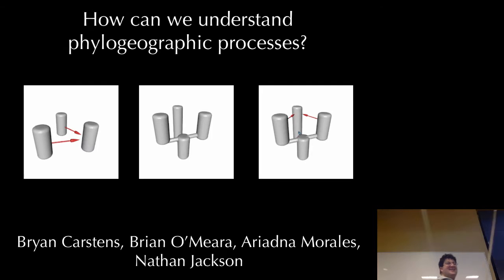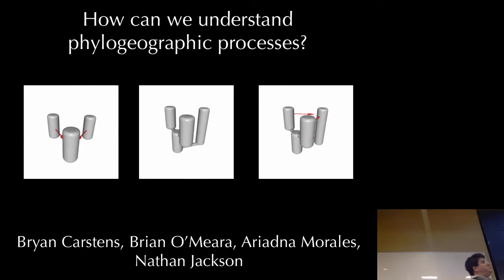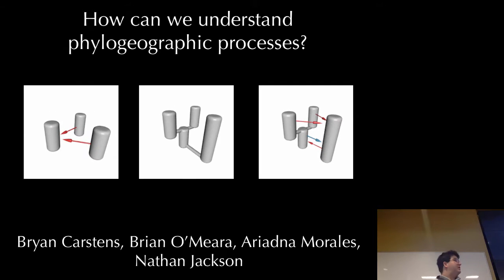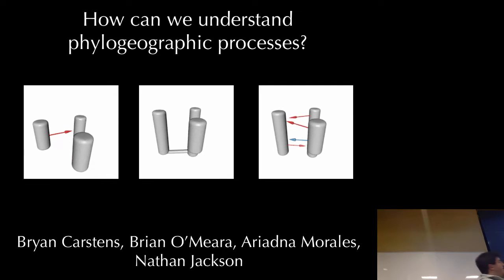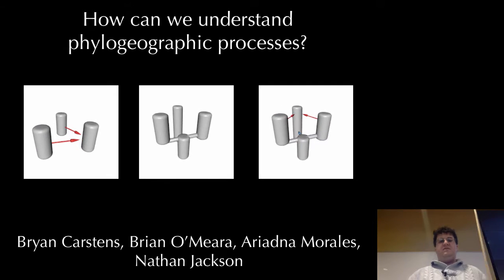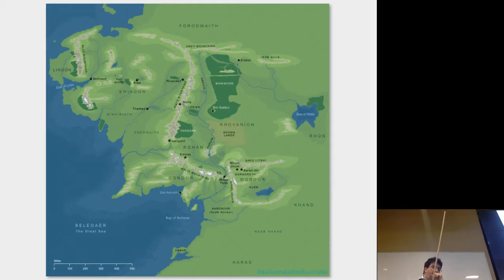Now, this is the next part. So we want to understand phylogeographic processes. And this is work with Brian Karstens, me, Ariana Morales, a grad student, and Nathan Jackson. So here's the question. I come and I have this map of a landscape. And I have a group of specimens on this landscape. We actually used one of these in a grant. And I have these specimens on there.